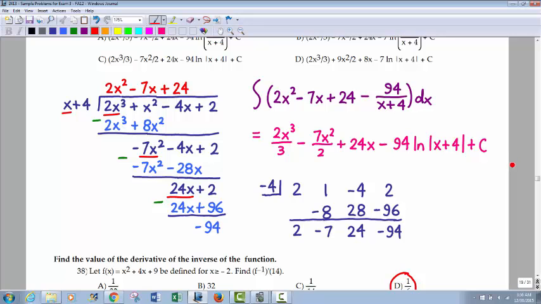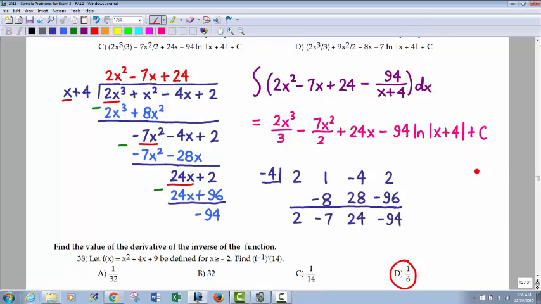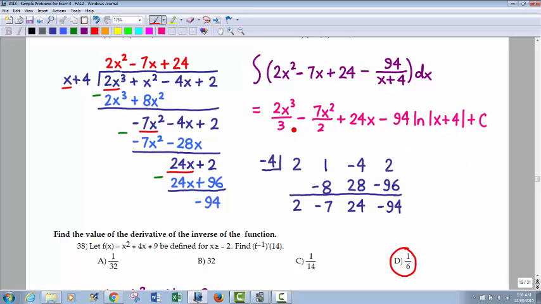So yeah, if you can get the division right, you shouldn't have any problem getting the integral. Probably the division is worse than the integral. The integral terms aren't complicated.